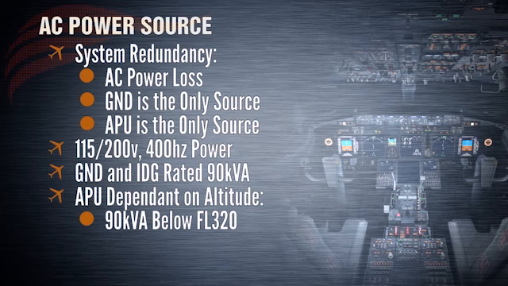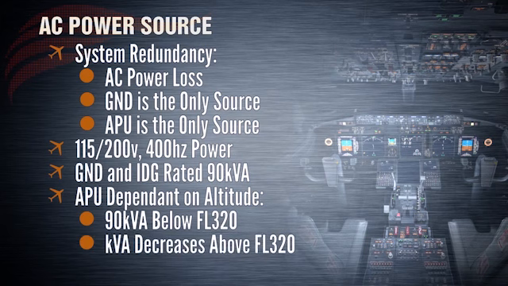At or below 32,000 feet, the APU supplies 90 kVA power. However, above 32,000 feet, the APU generator supplies less power and it decreases linearly as the aircraft climbs higher. At 41,000 feet, the APU supplied power may be as low as 66 kVA.